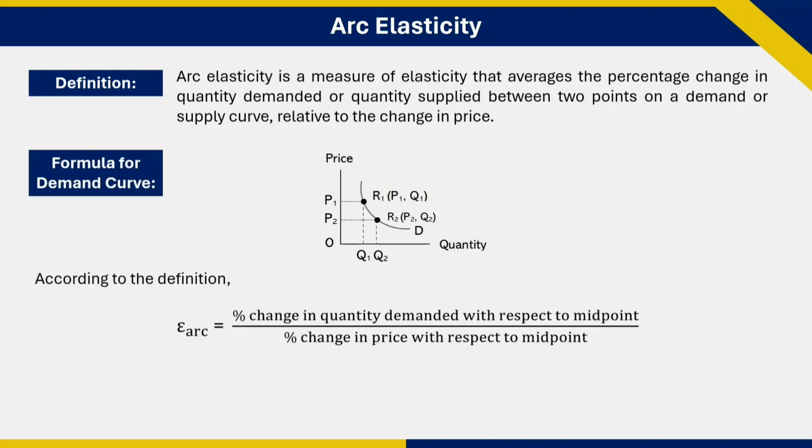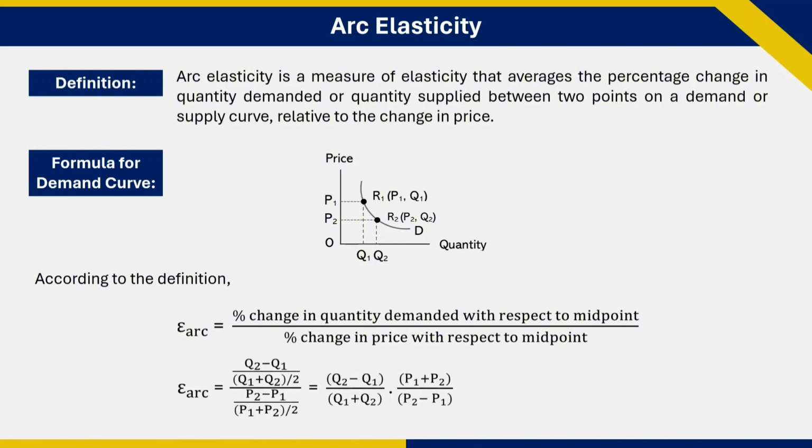Let's consider a demand curve. Here, the price decreases from P1 to P2. As a result, the quantity increases from Q1 to Q2. Remember, the arc is the portion between R1 and R2 of the curve. By this method, we measure the elasticity between these 2 points, not at R1 or at R2.